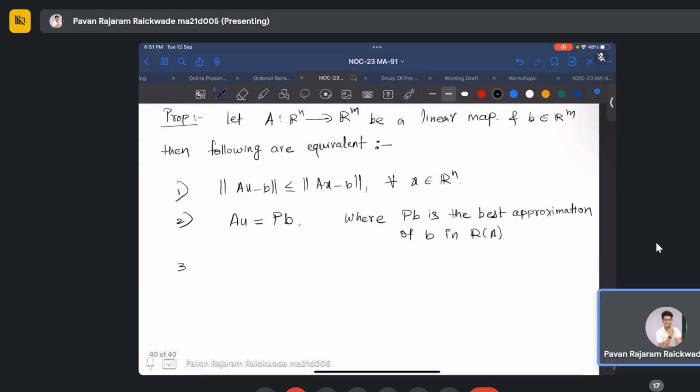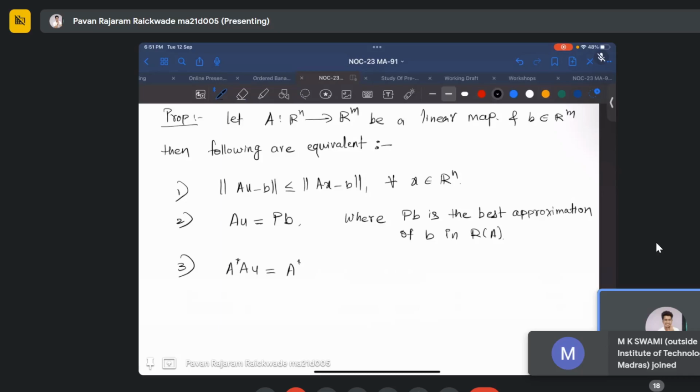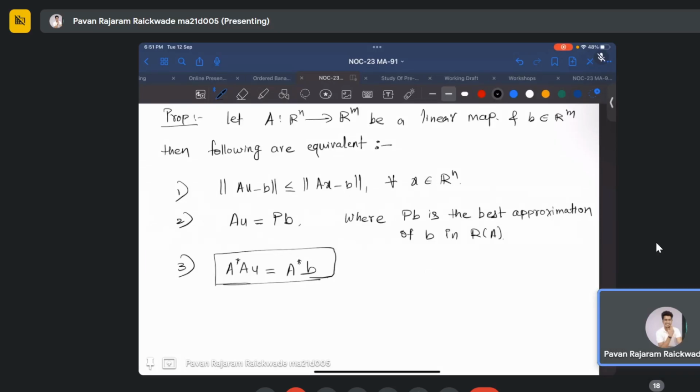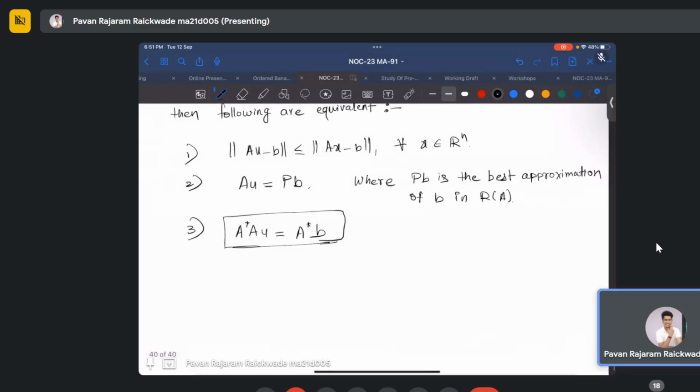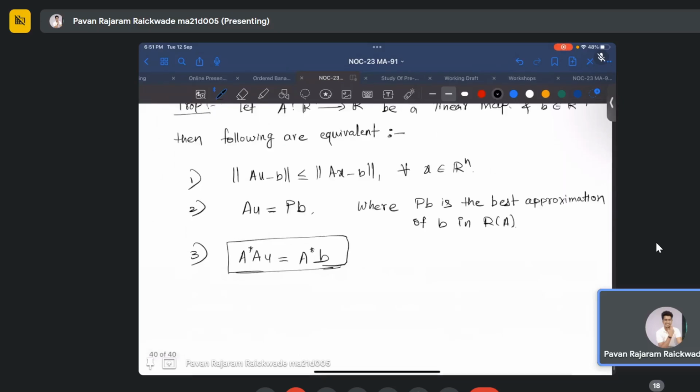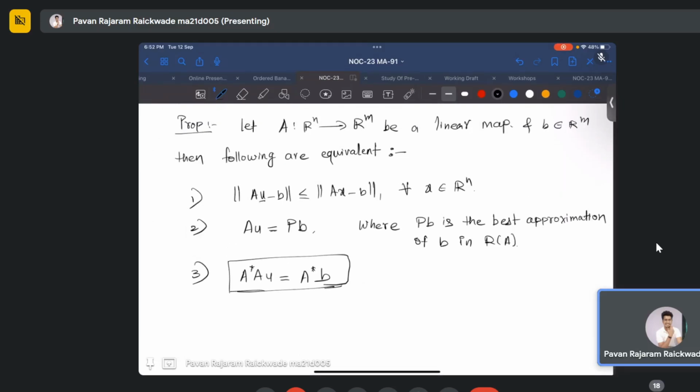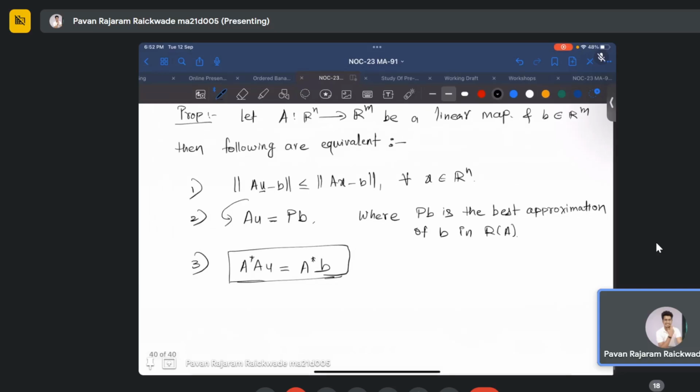Now, equivalently, the third condition is just finding A star AU equals to A star B. This is the interesting property. So 1 and 2 we have seen before: in order to find a least square solution U, it is enough to find the element which satisfies AU equals to PB, the least element in this set. Now we'll see how these two are related to option number 3.